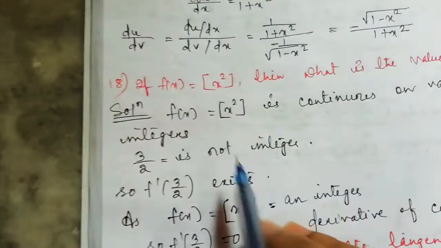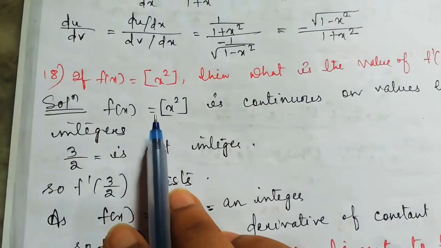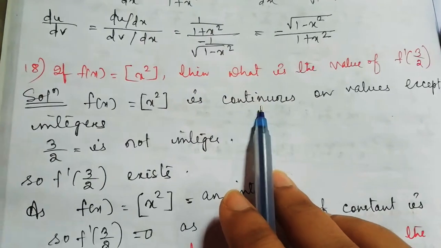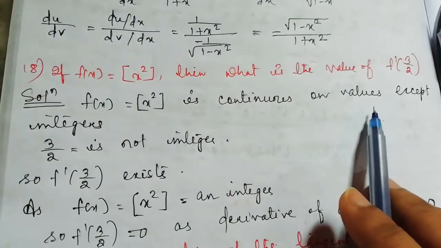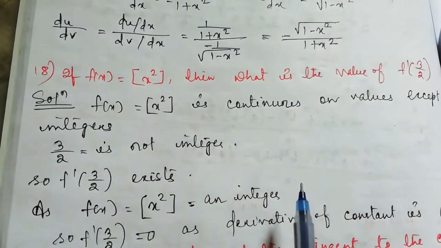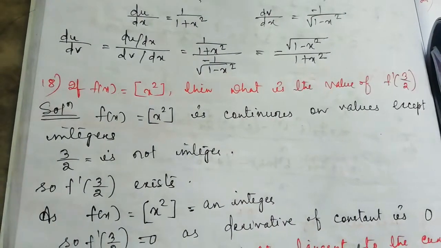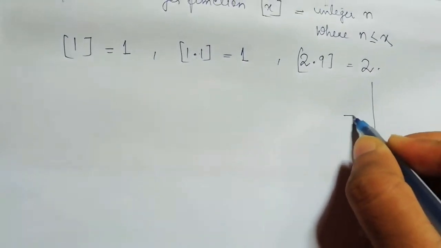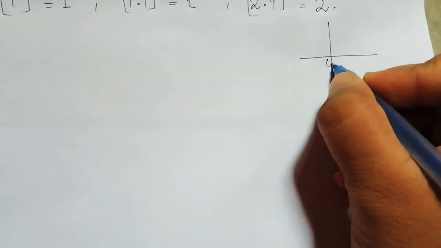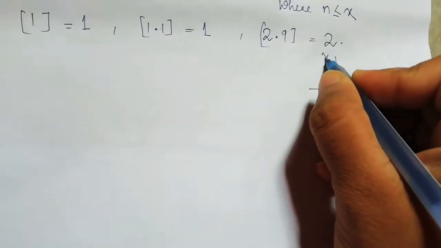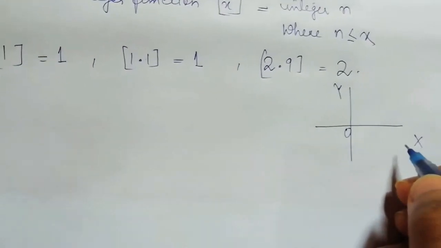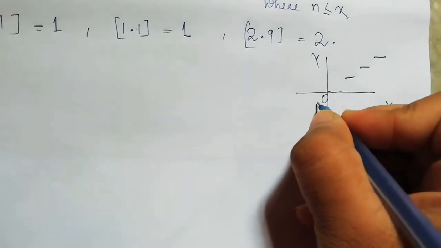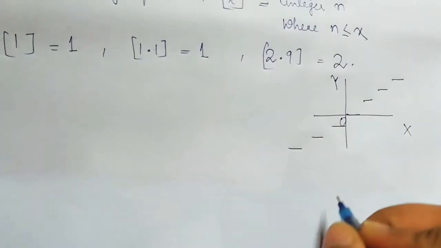So now we'll come to the answer. As we all know, the greatest integer function is a continuous function, but it is not continuous at the points of integers. The graph is like this. This is the origin, x-axis and y-axis. The graph of the greatest integer function is like this. It is also called a step function.